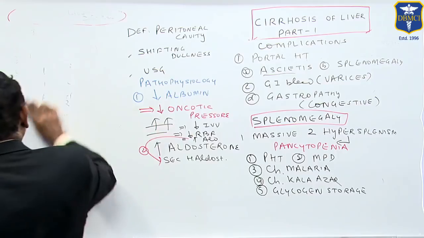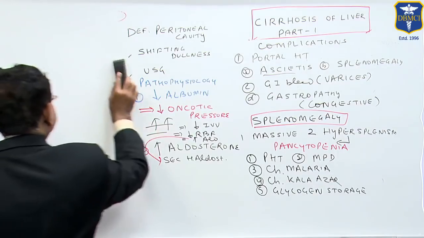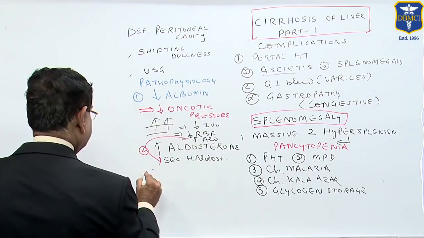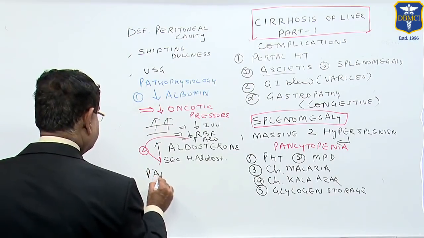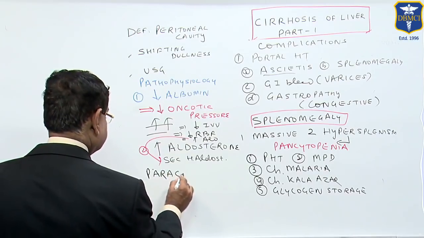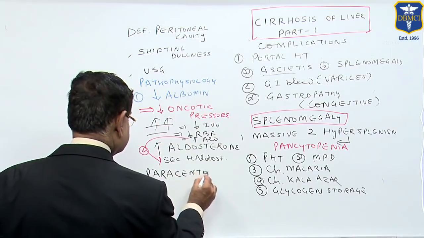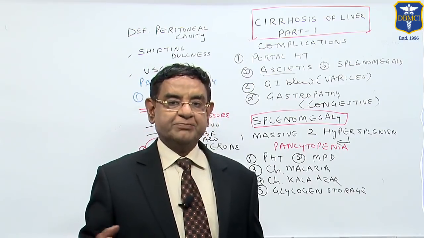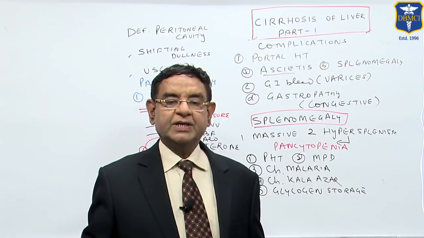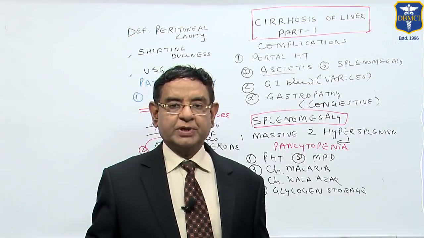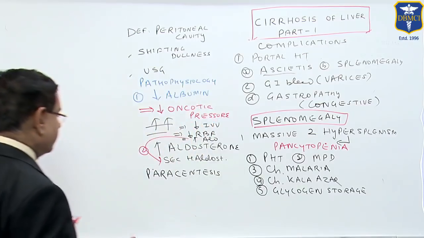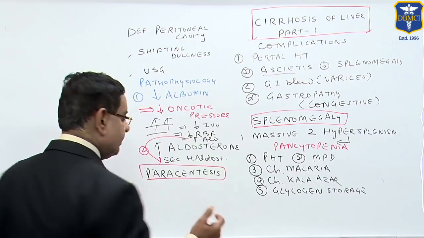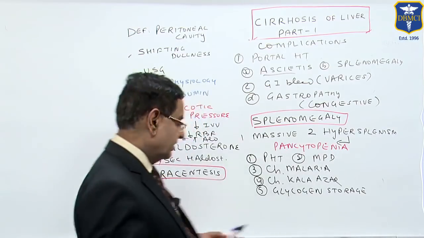So if you have to treat the ascites, the treatment plan is like this. We will like to do paracentesis. That means we will like to aspirate the fluid to see how many cells are there and how much protein is there. Now, what are the indications of paracentesis? That means you are tapping the ascitic fluid.